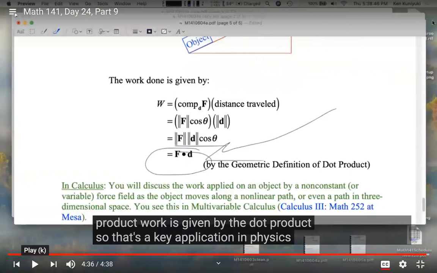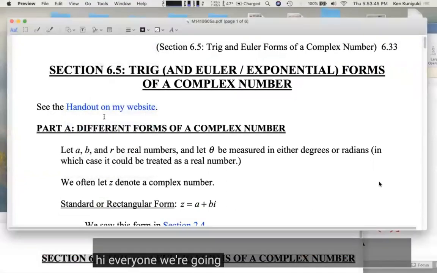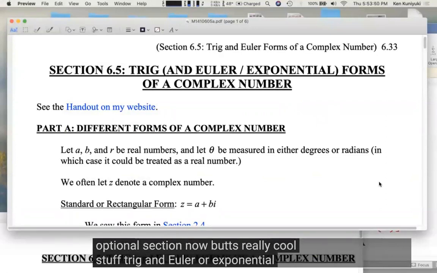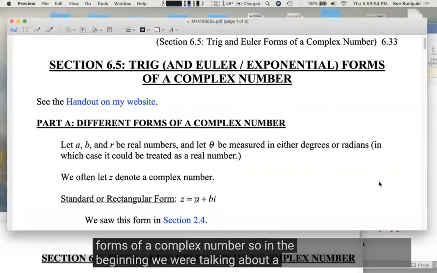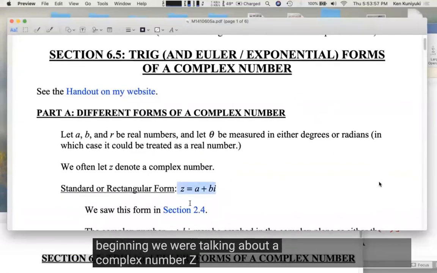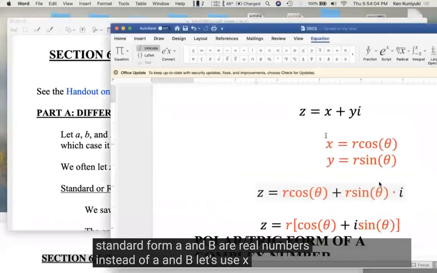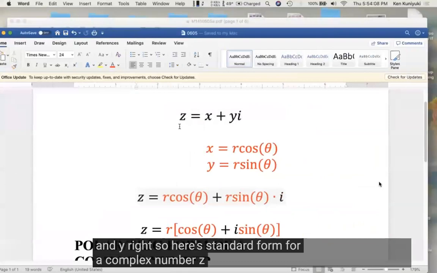All right, this is cool stuff, actually. Hi, everyone. We're going to do an optional section now, but it's really cool stuff. Trig and Euler, or exponential forms of a complex number. So in the beginning, we were talking about a complex number, z. It was a plus bi, standard form, where a and b are real numbers. Instead of a and b, let's use x and y. So here's standard form for a complex number, z equals x plus yi.